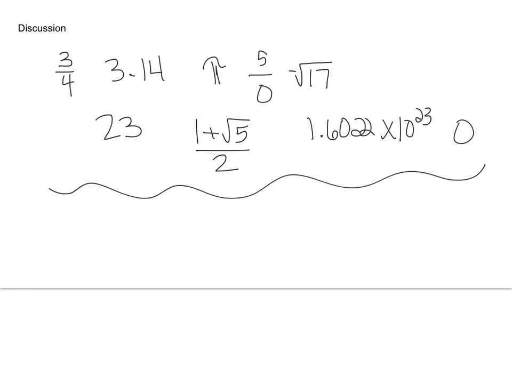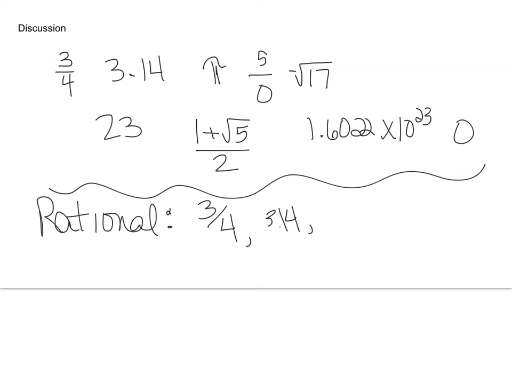Okay, if I just wrote a whole bunch of numbers on your screen, and I were to ask you which of these are considered rational, what would you think? Okay, let's see. 3/4 is rational. 3.14 is rational. 23 is rational. 1.6022 times 10 to the 23rd is rational. And yes, in fact, 0 is rational.